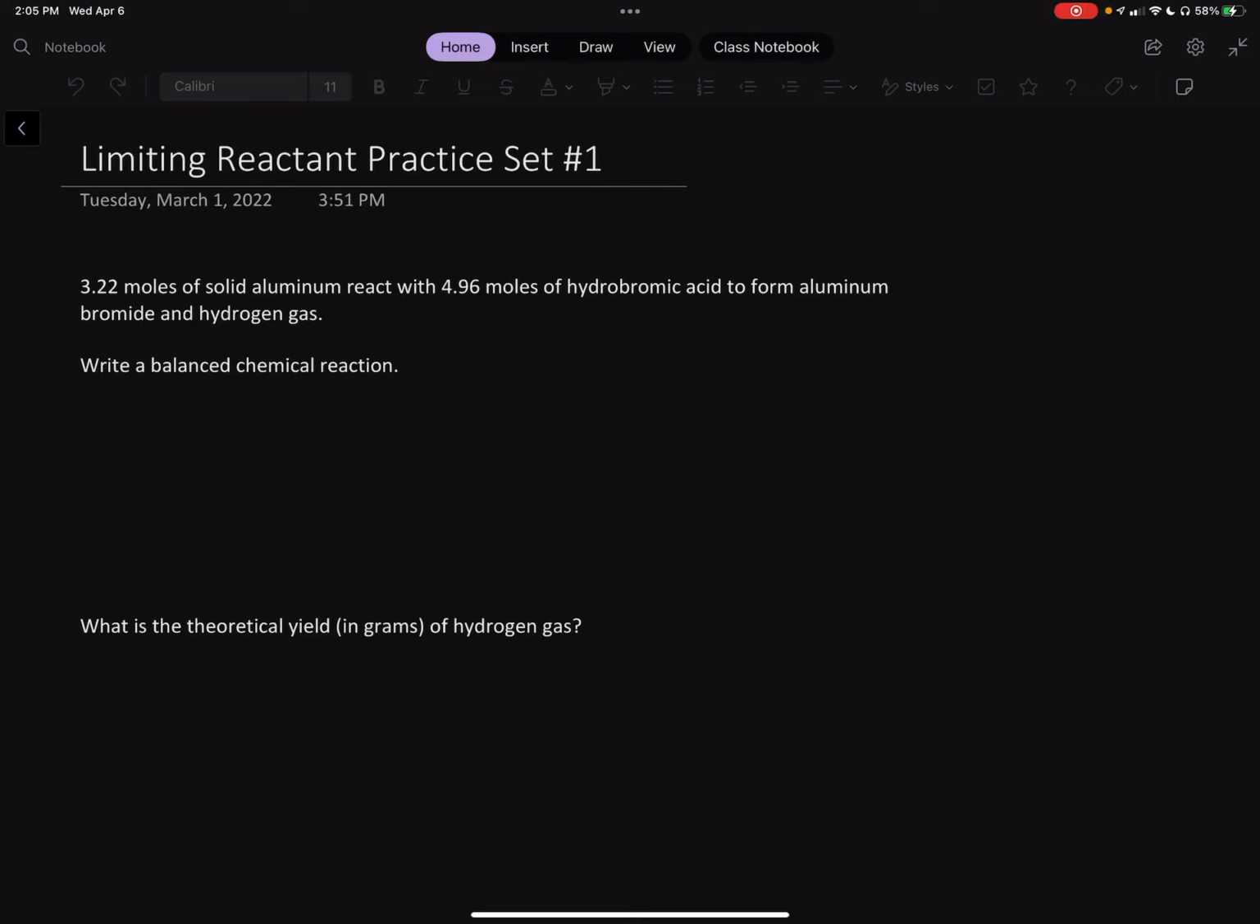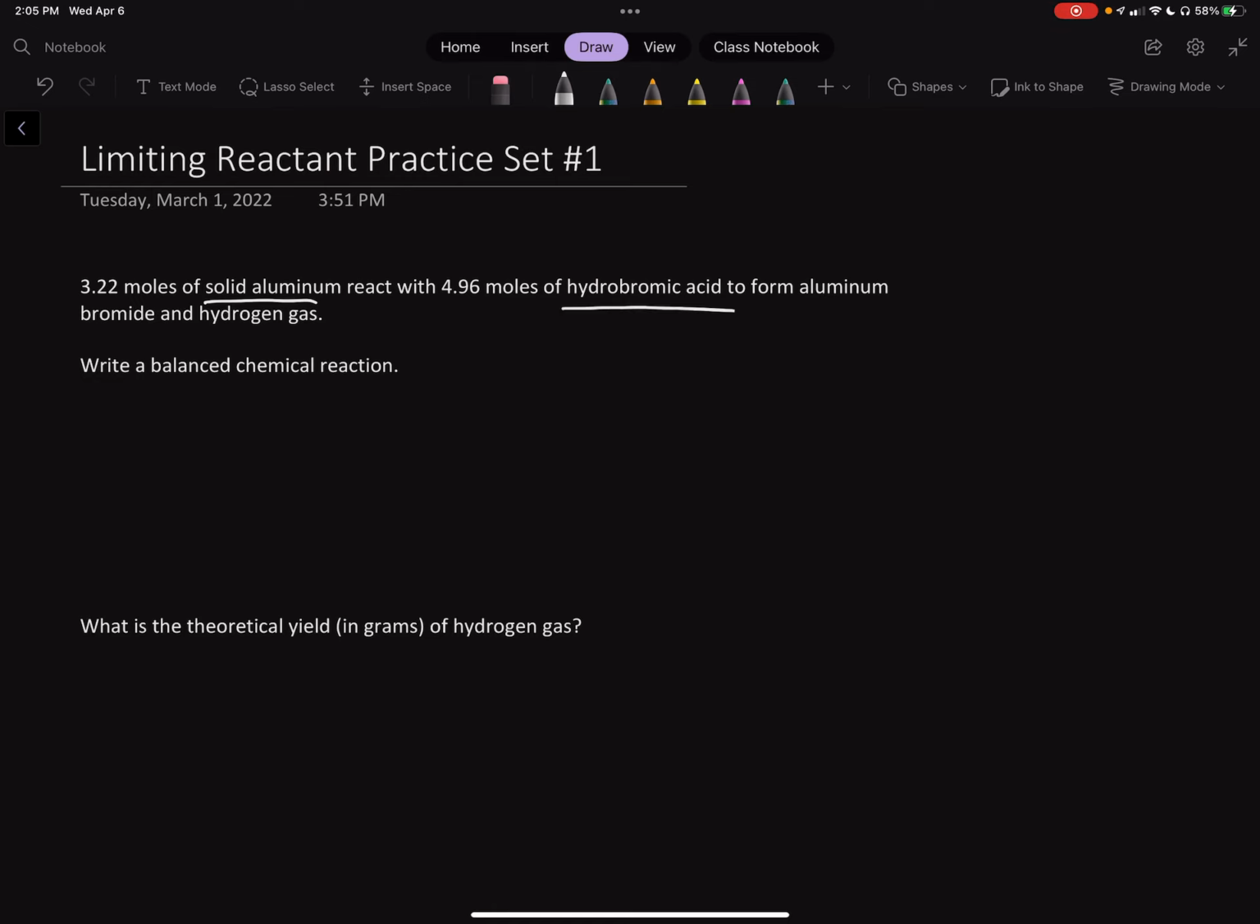In this video, we are going to practice the idea of finding the limiting reactant. So this question says 3.22 moles of solid aluminum react with 4.96 moles of hydrobromic acid to form aluminum bromide and hydrogen gas. So first up, they're asking us to write a balanced chemical reaction. So this is going to be important.